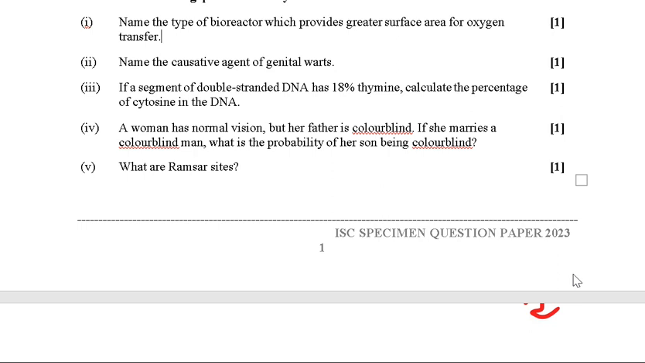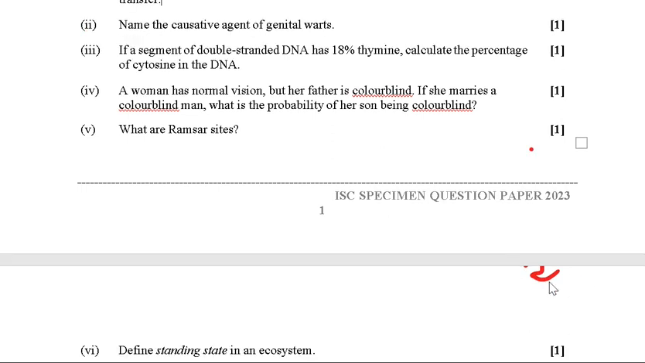Now move to the next question. Okay, the next question is given. A woman has normal vision, but her father is colorblind. If she marries a colorblind man, what is the probability of her son being colorblind?